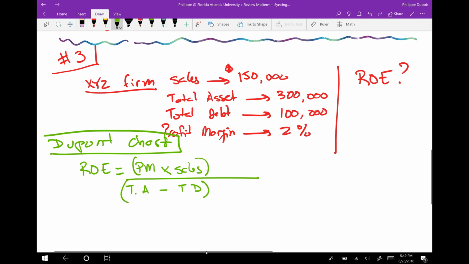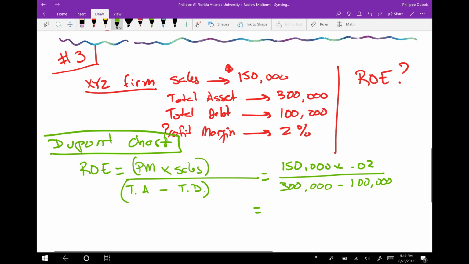So it's your profit margin times your total sales over your total asset minus your total debt. All right, so that is 150,000 times 0.02 over 300,000 minus 100,000. All right, so 150,000 times 0.02.